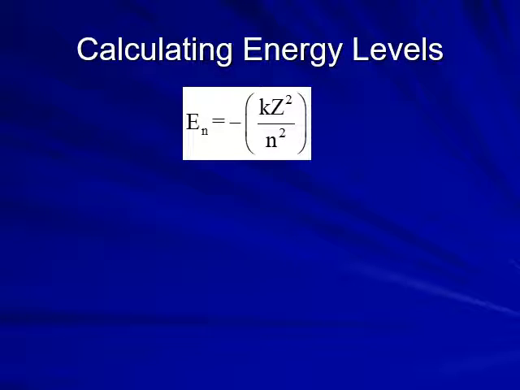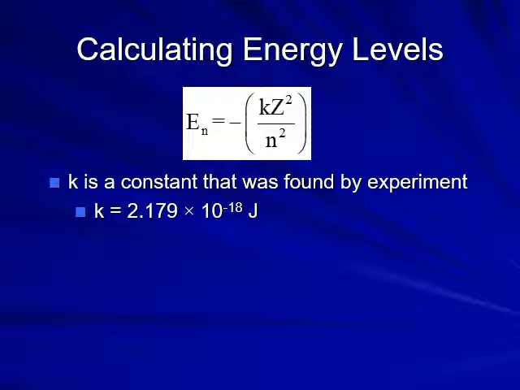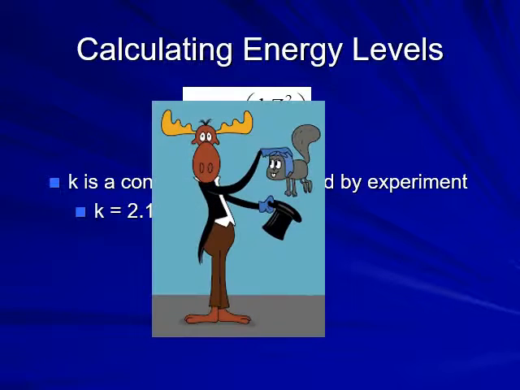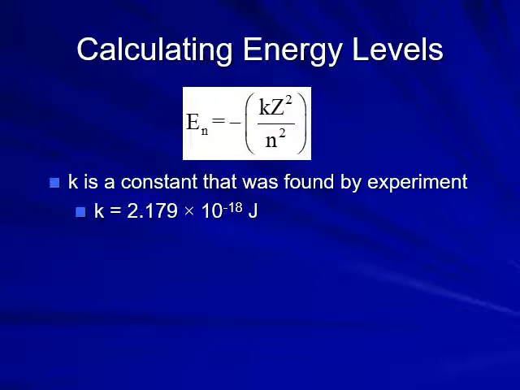So there's a slightly different version of that formula. This is the formula that we see in our textbook. K is a constant, and it was found by experiment. Now, I've always had trouble with what they call empirical constants. They just made a bunch of observations, ran a bunch of experiments, and found that the energy was proportional to these other values by this proportionality constant. It's kind of like Bullwinkle: Hey, Rocky, watch me pull a rabbit out of my hat. But it works. So for us, we just need to know that K is 2.179 times 10 to the minus 18 joules.